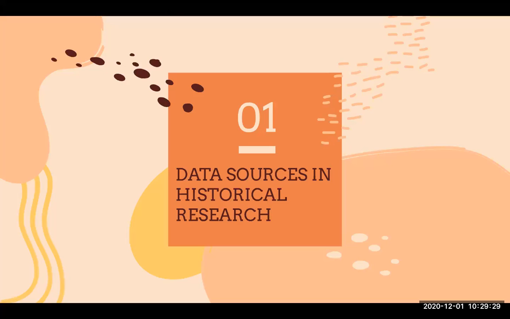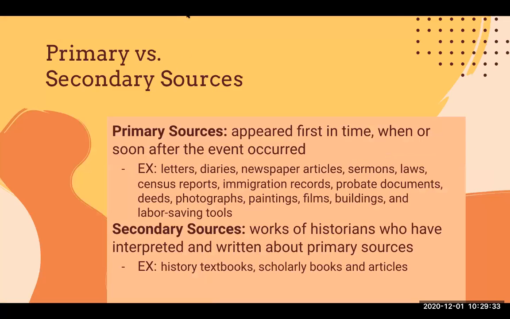One example of historical research is data sources. Primary and secondary sources: primary sources is when a source first appeared in time, or when or soon after the event occurred. So examples of what primary sources can be include letters, diaries, newspaper articles, sermons, laws, census reports, immigration records, probate documents, deeds, photographs, paintings, films, buildings, and labor-saving tools.